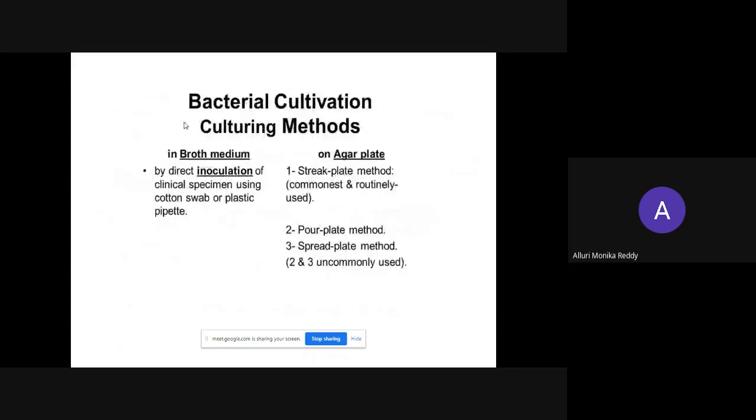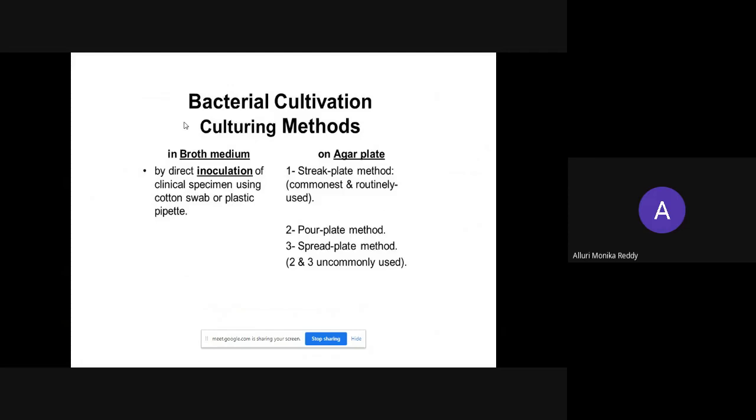And bacterial cultivation methods. We have two types. How do we culture bacteria? Usually in laboratory conditions, with the help of two substrate media: agar as well as broth medium. Agar is a semi-solid form, and broth is a liquid culture. In broth, we can directly inoculate our specimen using a cotton swab or plastic pipette. But agar is semi-solid, so we have to streak it. We follow the spread plate method or pour plate method. These are the commonly used methods in agar plate culture.